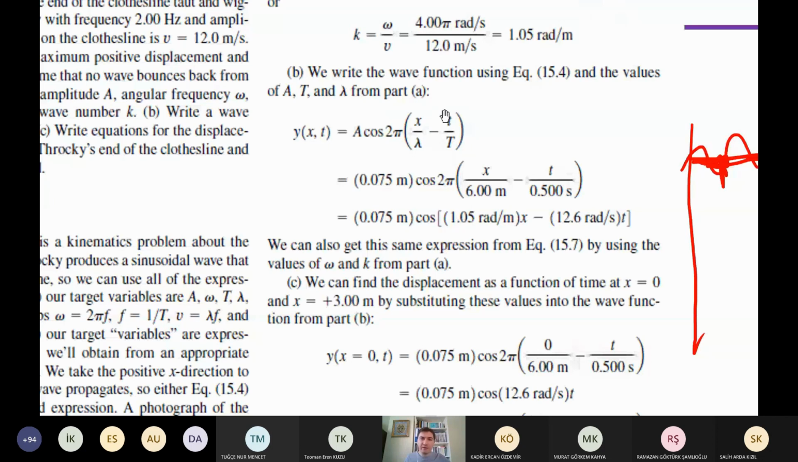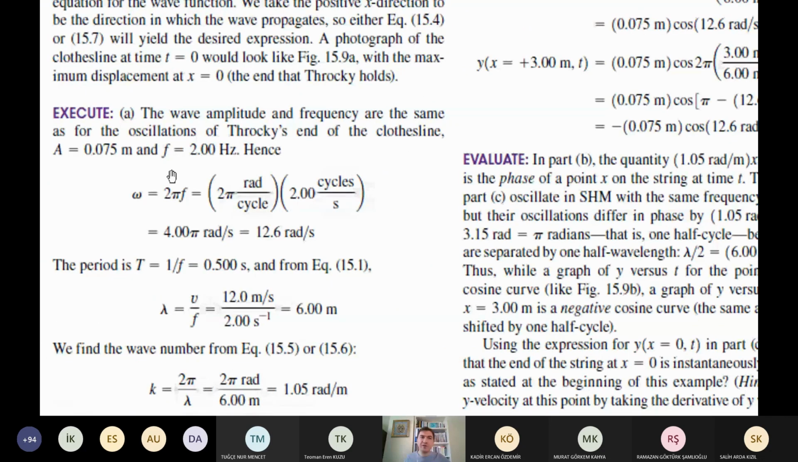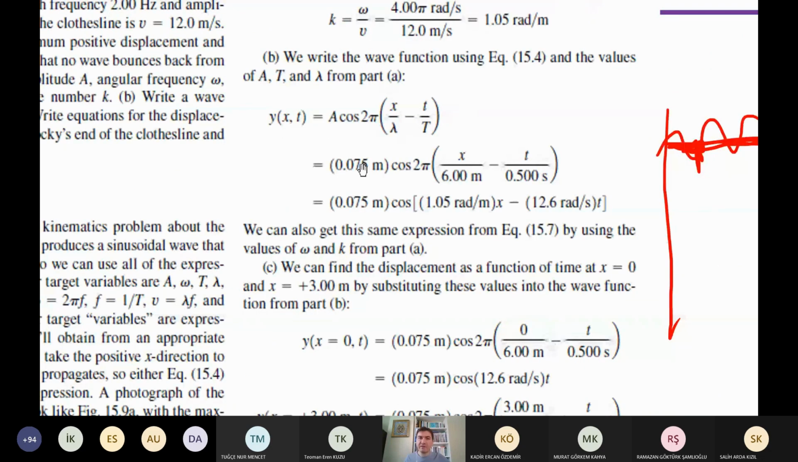And then x, you don't know for a certain time. So the y position depends on x and t. X is here, t is here. The wavelength we have calculated is 6 meters. The period we have calculated is 0.5 second. What about the amplitude? This is the amplitude, 0.075 meter. The amplitude is given, just put the amplitude here. Then we have this wave function.